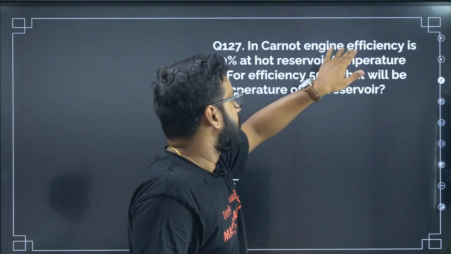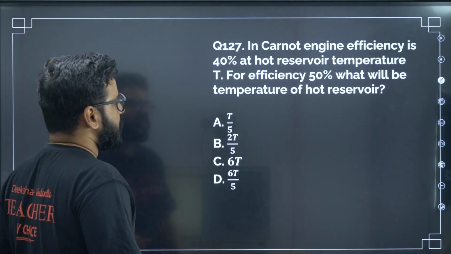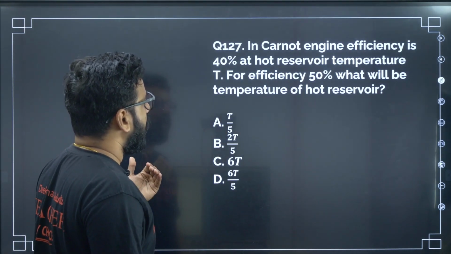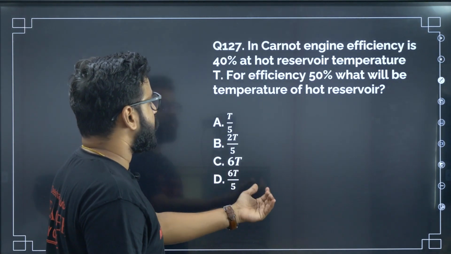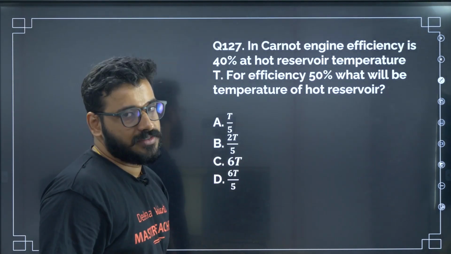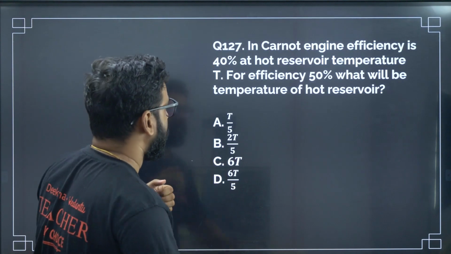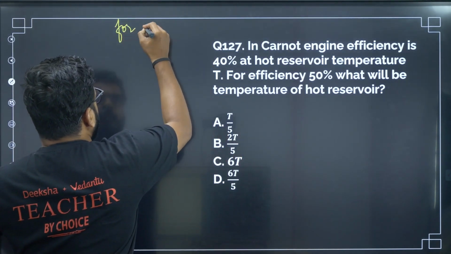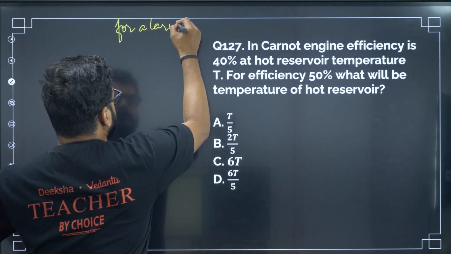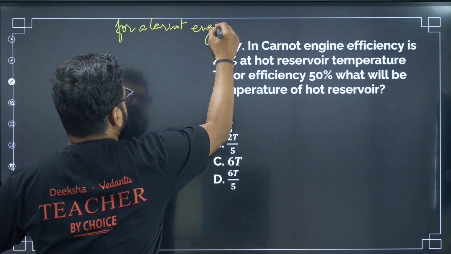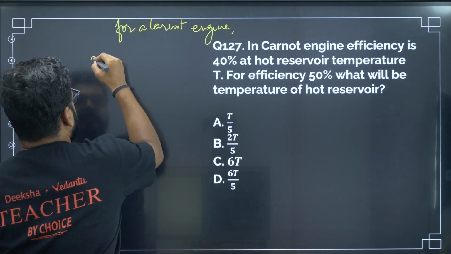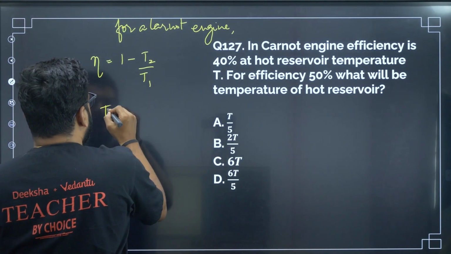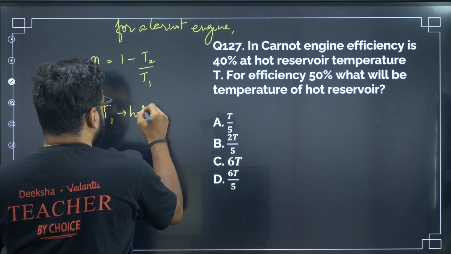In a Carnot engine, efficiency is 40% at a hot reservoir temperature T. For efficiency 50%, what would be the temperature of the hot reservoir? So two conditions you have to equate. For any Carnot engine, the efficiency is given as eta equal to 1 minus T2 by T1, where T1 is the hot reservoir temperature.